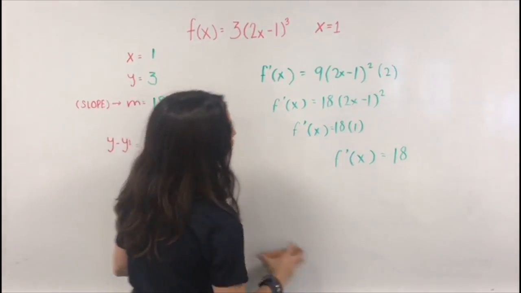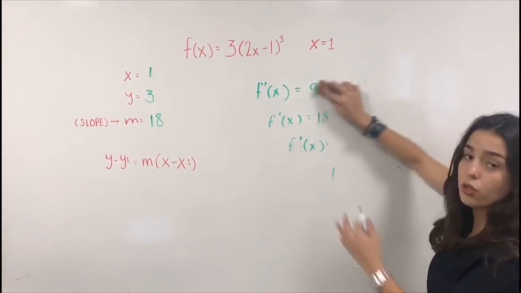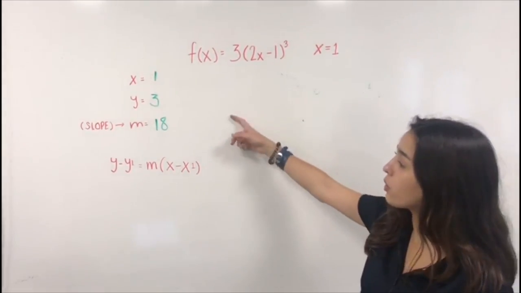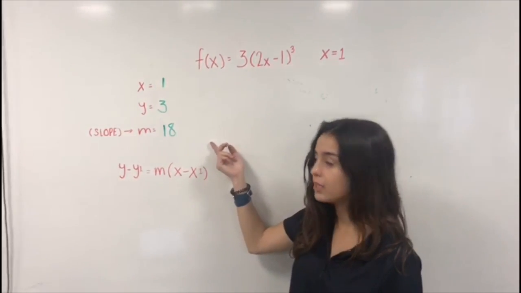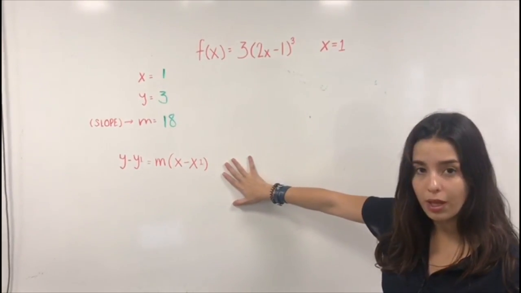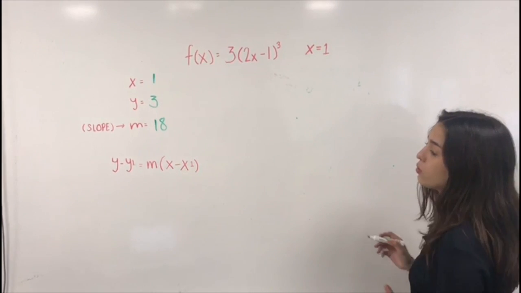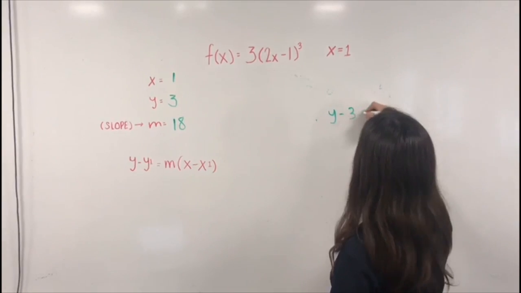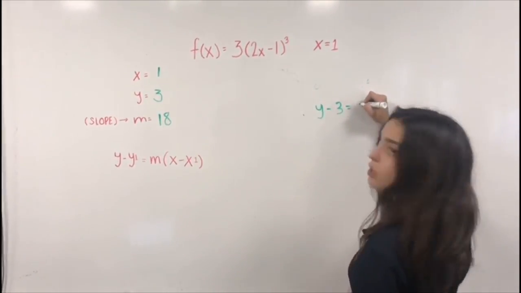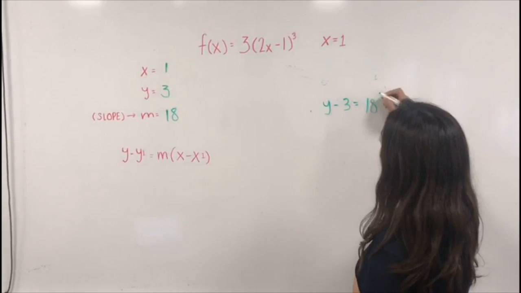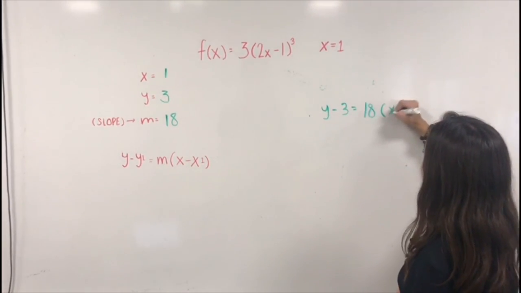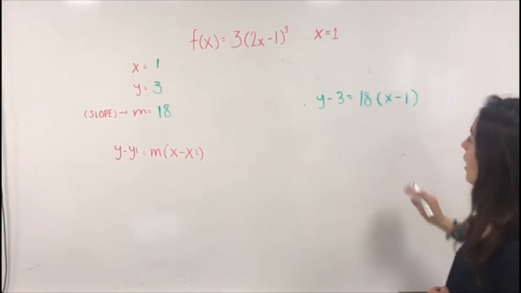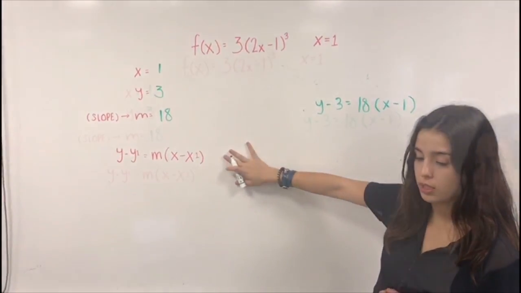And now, since you already have all the things you need, you have the x which equals 1, the y which equals 3, and the slope which equals 18, you're going to use this formula in order to get the tangent. Plug in all of the values you have. So you use y minus 3 equals m, slope 18, parentheses x minus 1, then you close the parentheses, and this is what you get when you plug in to this.